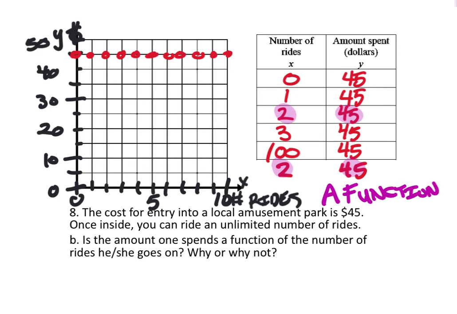And then the graph, again, we'll run a vertical line test here. So here's my vertical line. I scan it. It's only going to touch once no matter where I put this vertical line. So this also would show that it is a function.